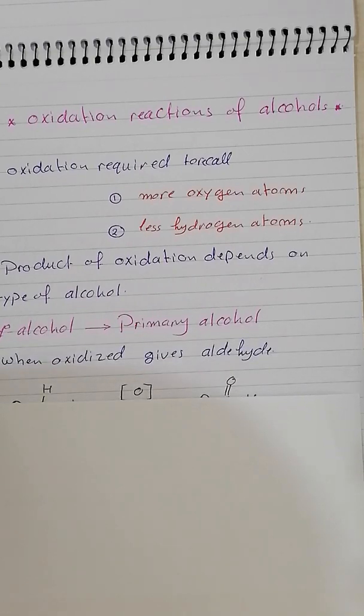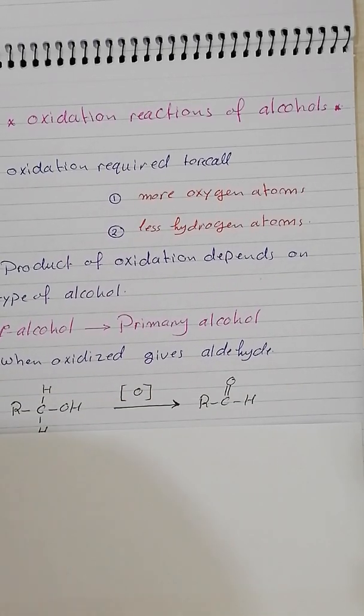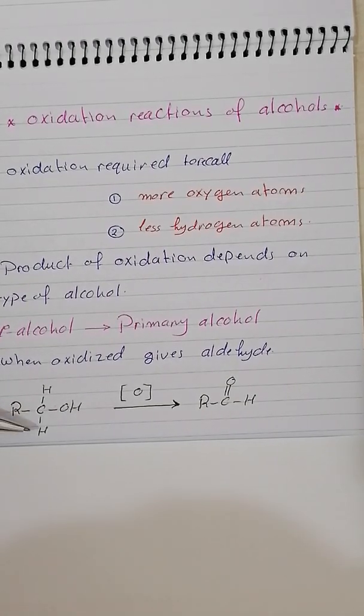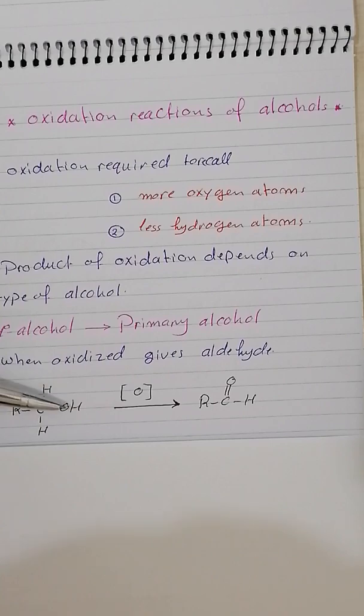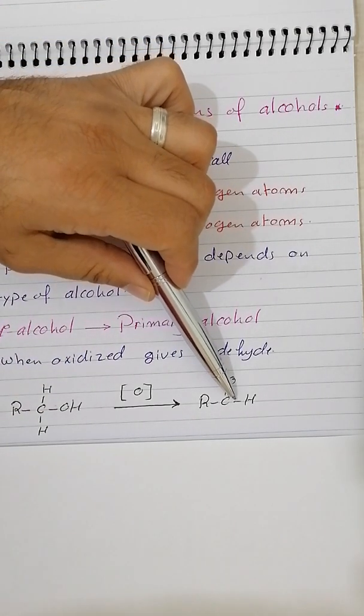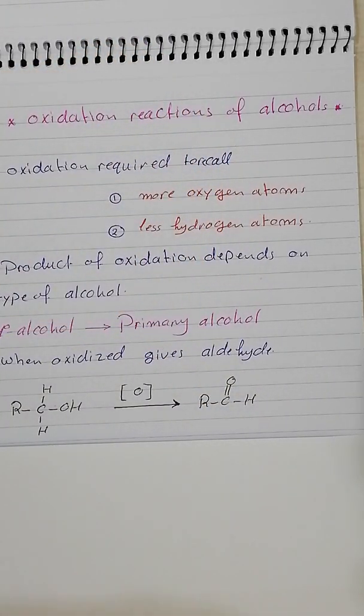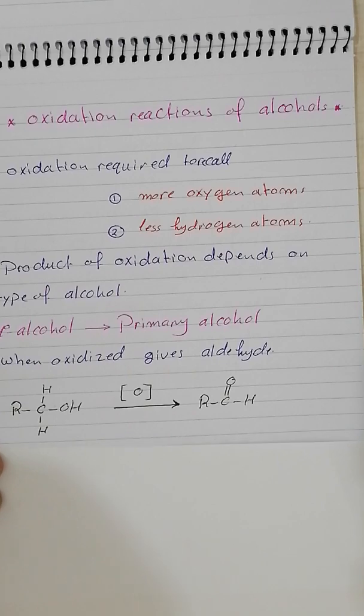First, the primary alcohol, when it's oxidized, will form aldehyde. Let's see what happened here. Why is it oxidation? Because here we have three hydrogens in this alcohol, which is primary. After oxidation, we have one hydrogen in this part, so it is oxidation. It's oxidation according to the definition.